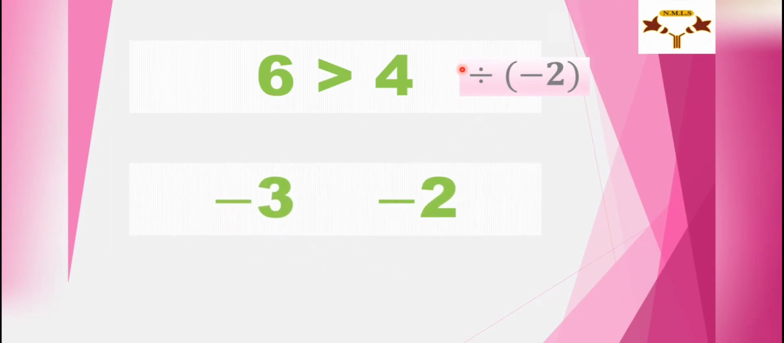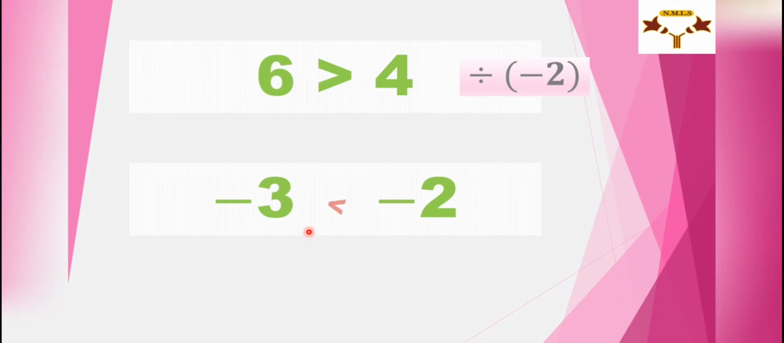Let's see an example. If I have here 6 greater than 4, this is a true, valid inequality. If I want to divide both sides by negative 2, let's see: 6 divided by negative 2 is negative 3, and 4 divided by negative 2 is negative 2. So can you say that negative 3 is greater than negative 2? No, it is not true.